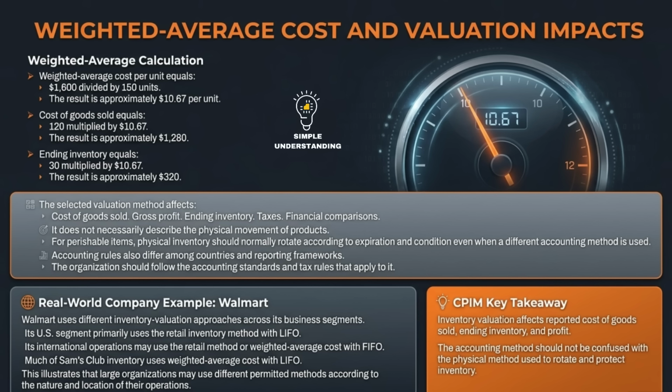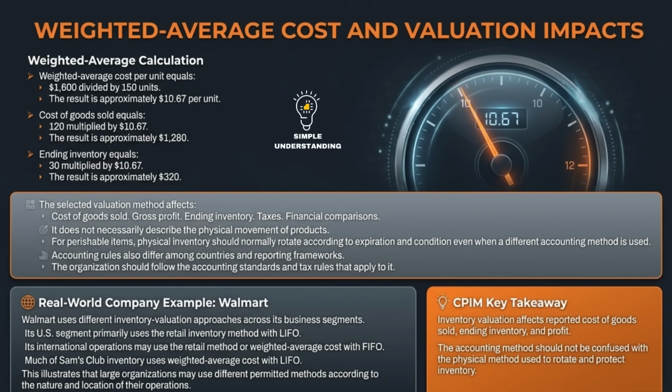The selected valuation method affects cost of goods sold, ending inventory, profit, taxes, and financial comparisons. It does not necessarily describe the physical movement of products. For perishable items, physical inventory should normally rotate according to expiration and condition, even when a different accounting method is used. Accounting rules also differ among countries and reporting frameworks. The organization should follow the accounting and tax rules that apply to it.